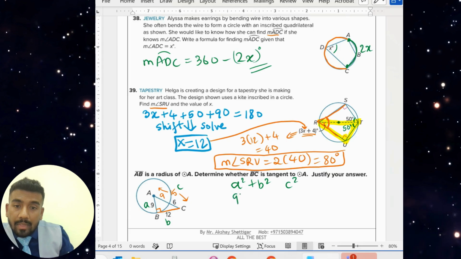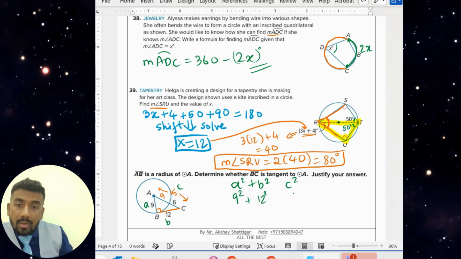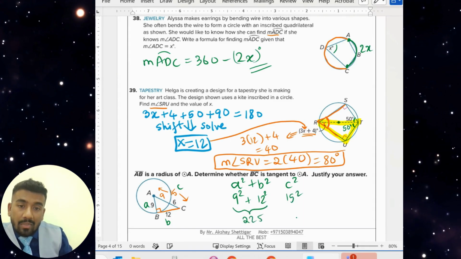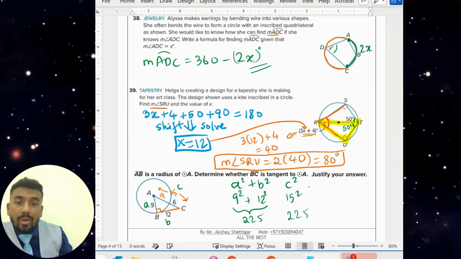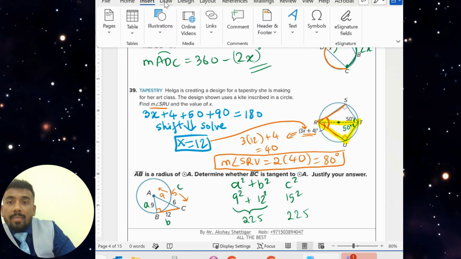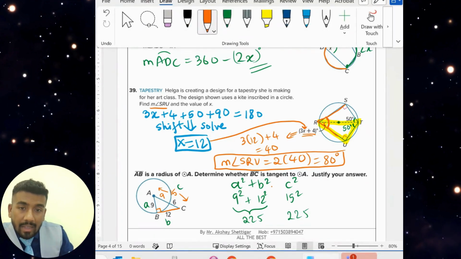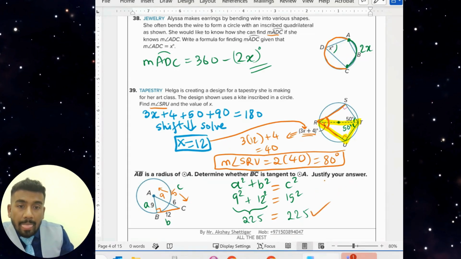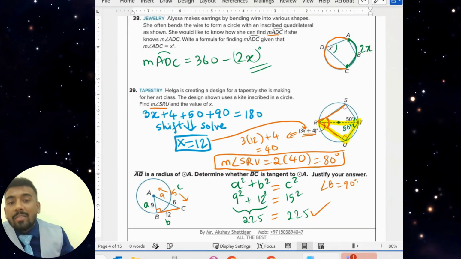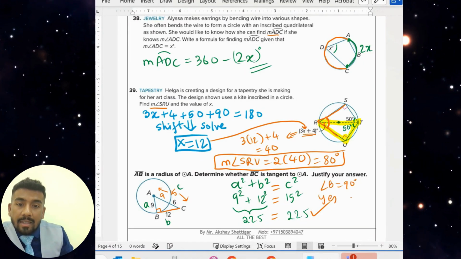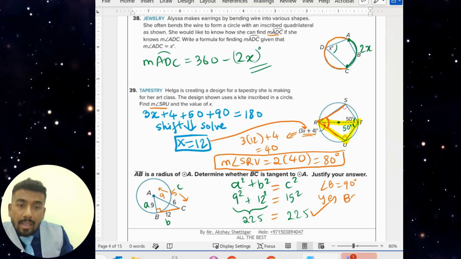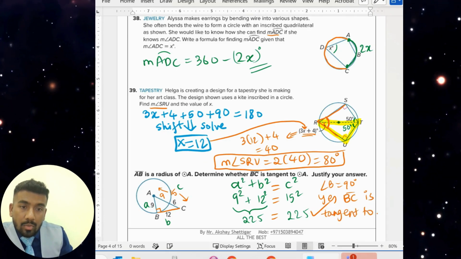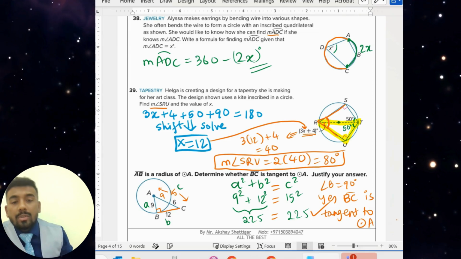What is A? 9 square. What is B? 12 square. And what is C? 15 square. Find it separately. This square plus this square is 225, and 15 square is also 225. Can you see? They are equal. So if they are equal, that means angle B is 90. And if angle B is 90, then yes, BC is tangent to circle A. Understood? So that's how you do it.